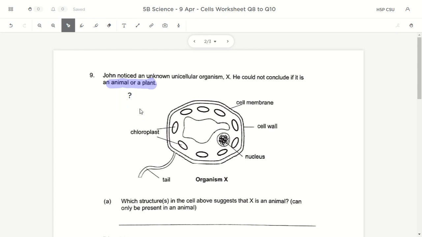So why is it so difficult to identify is it a plant or animal cell? Because if you look at the diagram itself, it has parts of an animal cell and parts of a plant cell. So let's use one color to represent one type of cell. Okay, let's use green for plant. So plant cell have chloroplast, correct? Plant cell have a cell wall. So this is what makes this organism a plant cell.